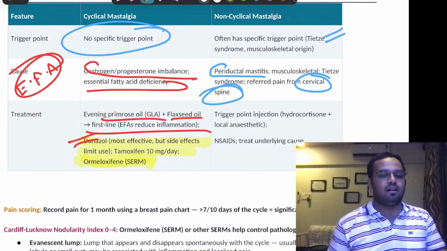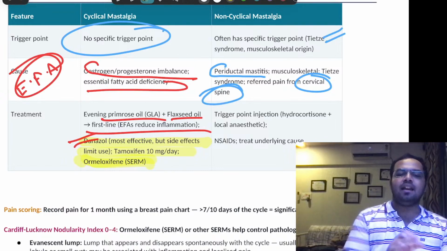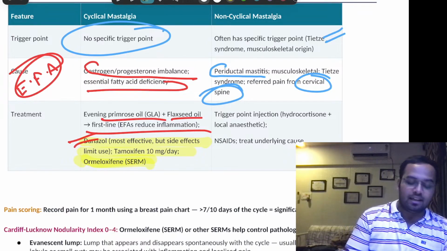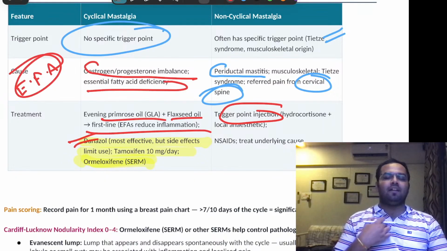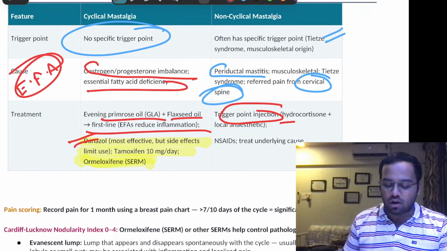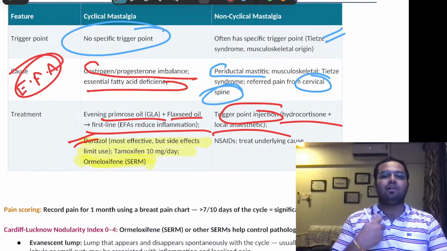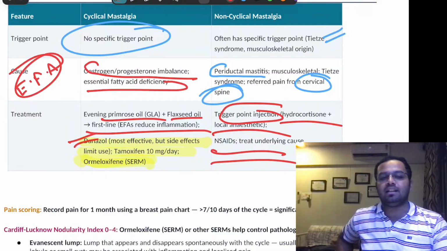If the breast pain is not resolved with conservative management like essential fatty acids, then you can add on hormonal therapy. And if there is a trigger point, where you see that this is the point where there is going to be costochondritis, you can straight away go for an injection of hydrocortisone with local anesthetic. It is going to reduce the local inflammation and the breast pain. NSAIDs can also be used to treat the underlying cause.